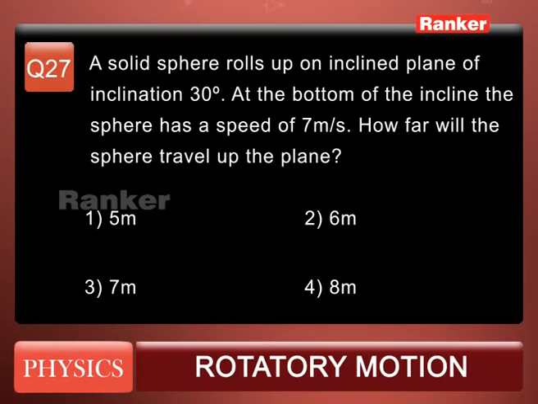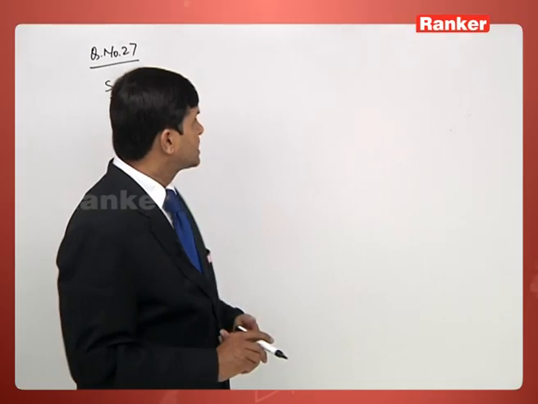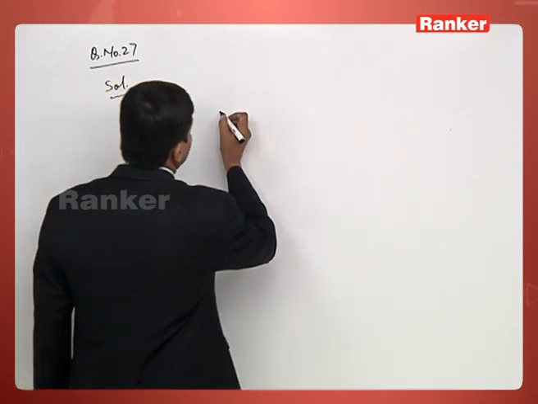Question number 27. The question is given: a solid sphere rolls up an inclined plane of inclination 30 degree. At the bottom of the incline, the sphere has a speed of 7 meter per second. How far will the sphere travel up the plane? First option is 5 meter, second 6 meter, third 7 meter, and fourth is 8 meter. Now see the solution of this.